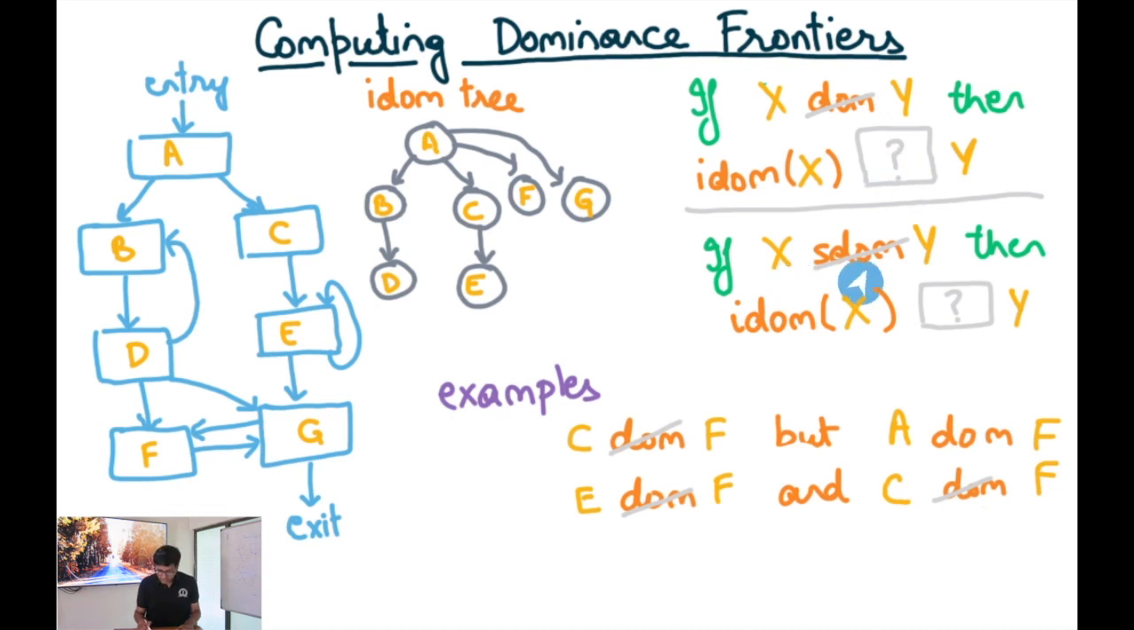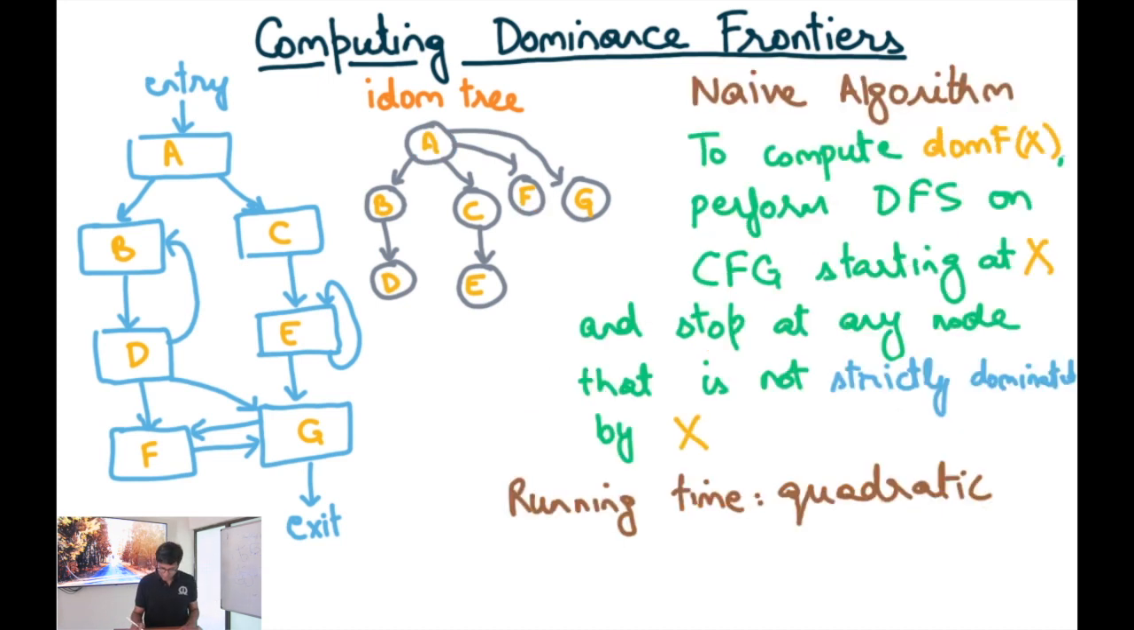Similarly, if X does not strictly dominate Y, then we cannot find a relationship between IDOM of X and Y in terms of whether it strictly dominates Y or not. Once again, E does not strictly dominate F, and the parent of E, which is C, does not strictly dominate F either. But if I look at C, then C does not strictly dominate F, but the parent of C, which is A, strictly dominates F. So we have examples of both kinds in this example.